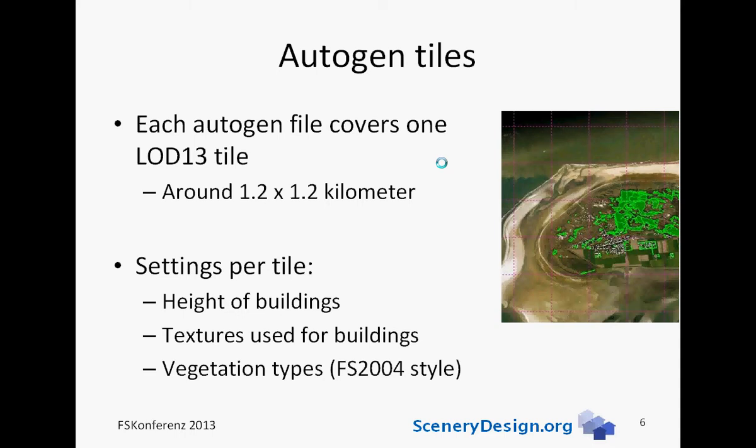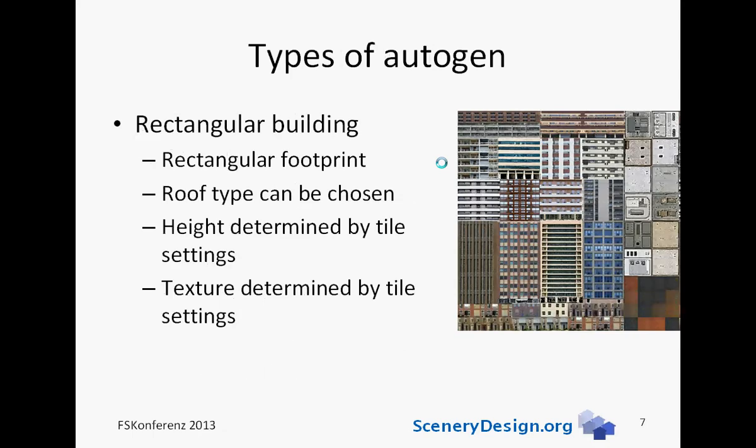Now let's have another look at the different types of Autogen that are available. One of the most often used types of Autogen is probably the Autogen house, as you saw in the screenshot before. And those buildings are always rectangular in shape, so that's an important limitation of them. They need to be rectangular in shape. You can choose what kind of roof type they will get, so you can choose if it's a flat roof, if it's a peaked roof, if it has a gable or not, if it has a wall around the roof, etc. There are a number of different types of roofs available, and as I mentioned before, the height and the texture used by the building are determined per Autogen tile.